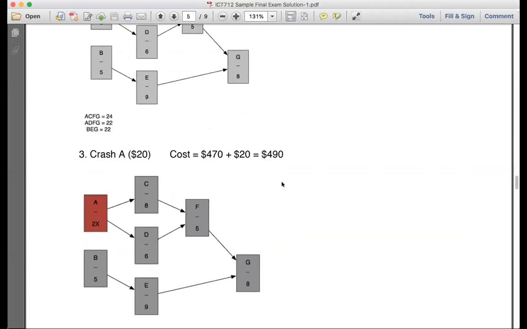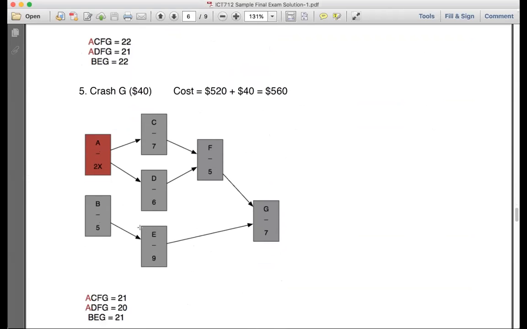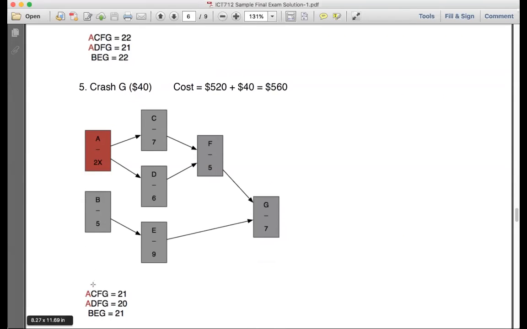So if you say you're going to do F, I'm going to say no problem. But if you do F, you still need to do one of those ones here, because they both are 21. You can't reduce one and not reduce the other. The project duration won't reduce. Yeah, I wrote it wrongly. Instead of writing BEG, I wrote BFG. So which one do we do?